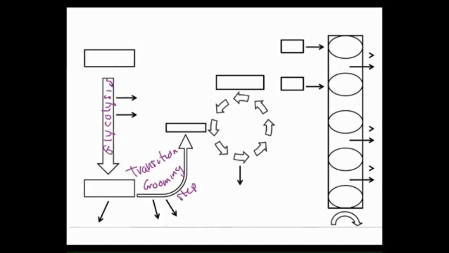Our third step is the citric acid cycle. It's important we know that this is different from the Calvin cycle that we saw over in photosynthesis. So here in cellular respiration we have the citric acid cycle. Photosynthesis had the Calvin cycle.